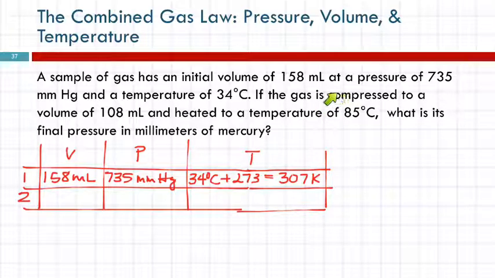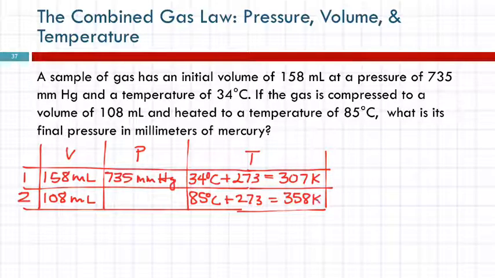If the gas is compressed. So here are some words that are saying something's changing. This is the new volume, 108, so put that in the volume column. And heated to a temperature of 85. That's the temperature, I don't want to put it in the pressure column. I'm going to put over here 85 degrees Celsius. And again, change it to Kelvin. So 85 plus 273, 358. What is the final pressure? So again, I made a table and everything fills in except for one spot. Pressure 2 is what I'm trying to find.